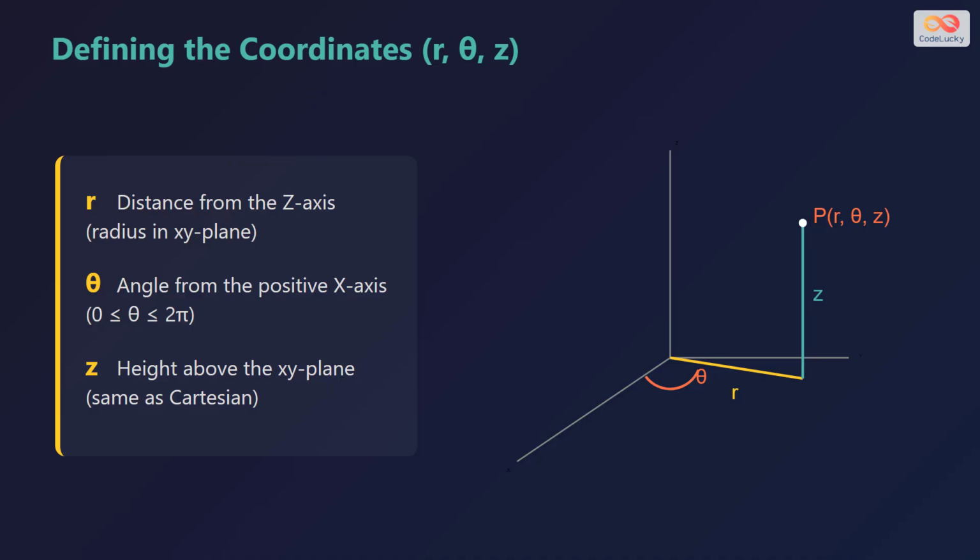Let us define our 3 variables. First, we have z, which remains exactly the same as in Cartesian coordinates. It represents the height above the xy plane. Next, we have r, which is the distance from the z-axis to the point, effectively the radius in the xy plane. Finally, we have theta, which is the angle measured from the positive x-axis, just like in polar coordinates.